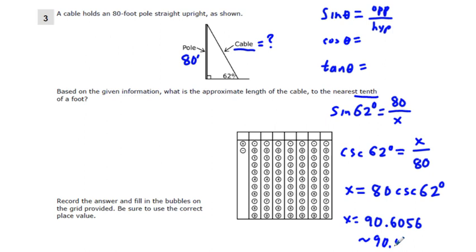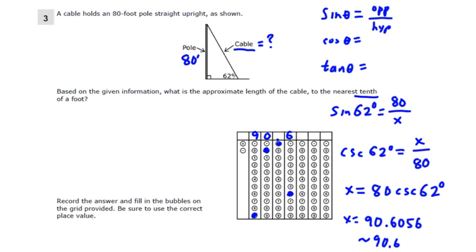So let's go ahead and look at this here. We'll say 90.6. Just fill in the places here. 9 goes here, 0, our decimal point here, and then 6 right here. So that's what it would look like bubbled in. You could use numerical solve here, like I said earlier. Different ways of doing this problem.